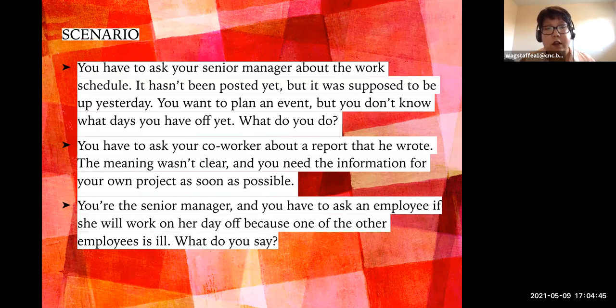What do you say? So each of these scenarios, you are going to use different wording for each. So for example, would you order the senior manager for the work schedule, or would you ask the senior manager for the work schedule? What about your coworker? What about the employee? And it also depends on what the message is. So, for example, if you're asking the employee if she will work on her day off, what kind of wording will you use?